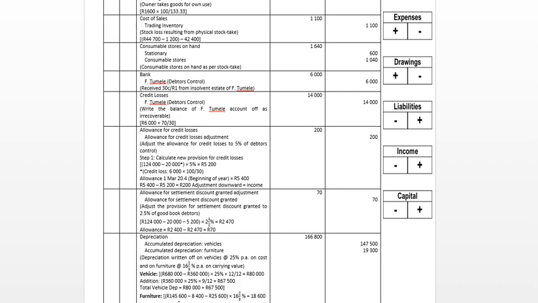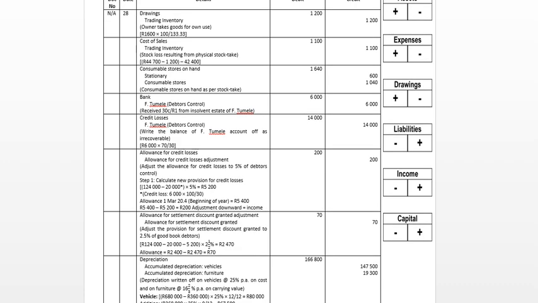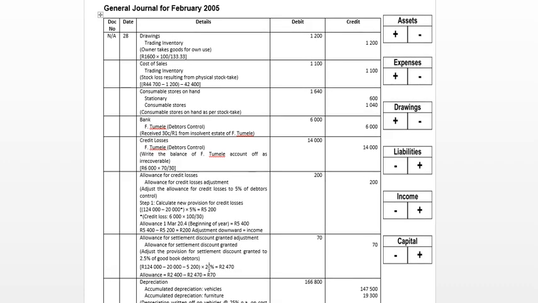So if we look at it, firstly we receive 6,000 Rand. So we receive that cash, so our bank account being an asset will increase. So our bank account, we will debit 6,000 Rand because that increased. We received money in our bank account.